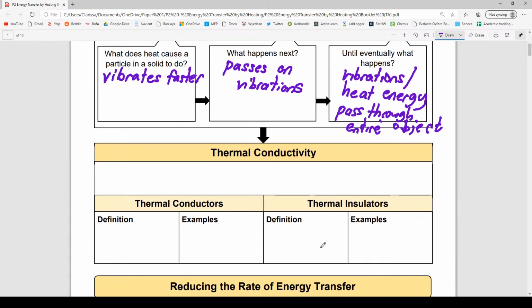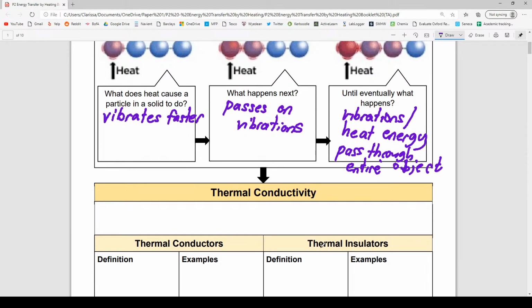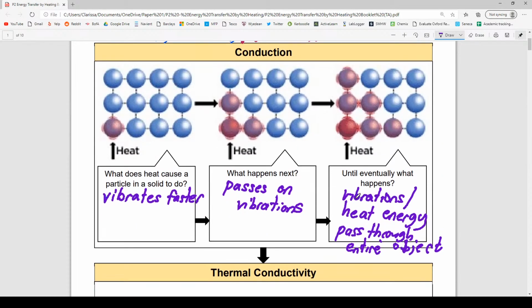Okay. So that is the process of conduction. Basically, it only works in solids because in solids, the particles are fixed in their positions and touching each other. And it's all to do with these vibrations passing on from neighbor to neighbor until the whole thing is heated up.